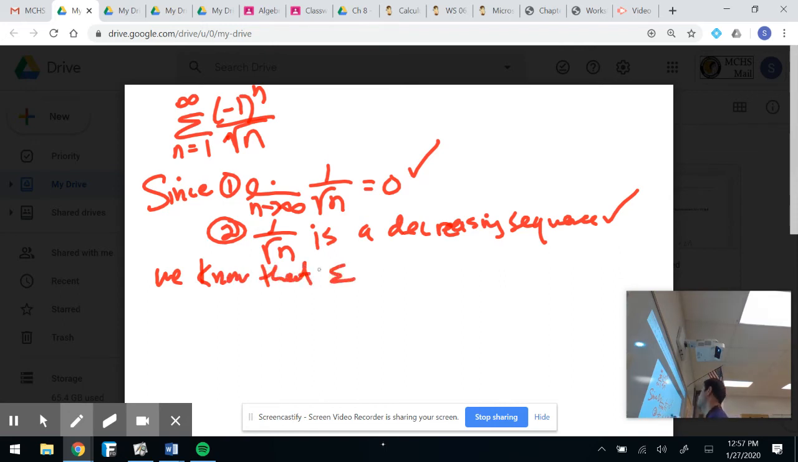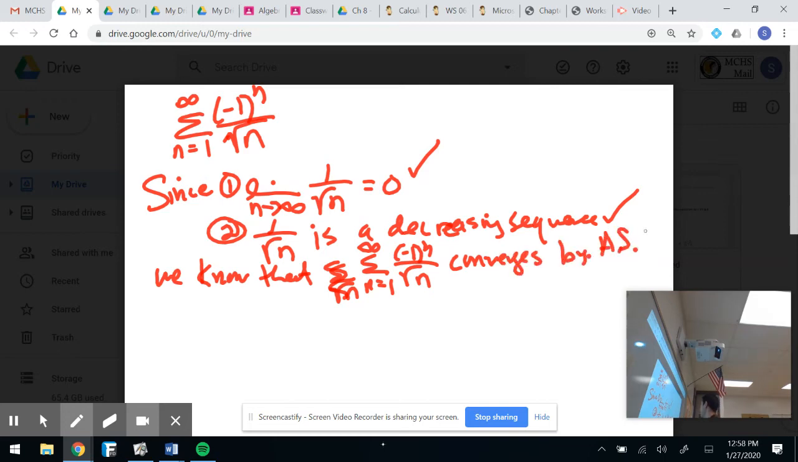my original problem with the alternator, the sum where n equals 1 to infinity of (-1)^n over the square root of n, converges by the AST. It's interesting though. Now check this out. Check out this fancy word.